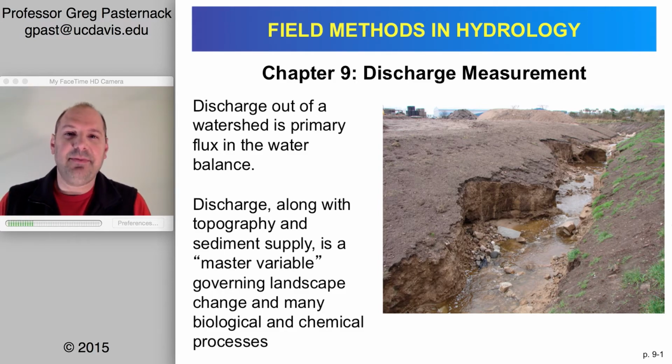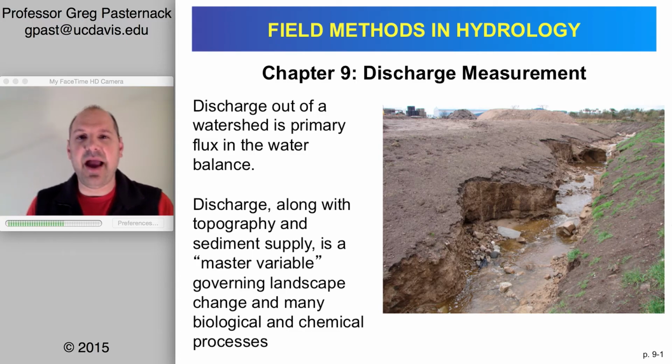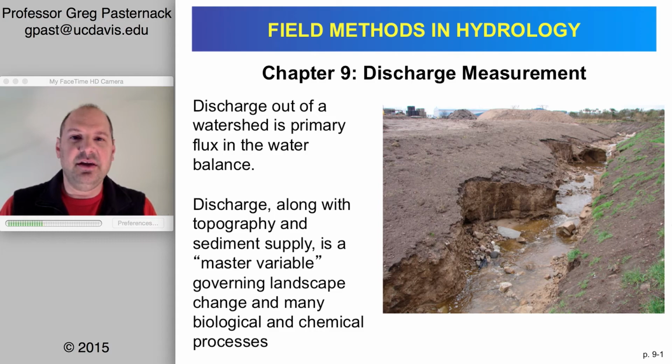Well, besides just the basic water balance for the hydrological cycle at the watershed scale, and for validating hydrological models at various points in a watershed, it turns out that discharge is a master variable controlling a lot of abiotic-biotic relations that take place in streams.